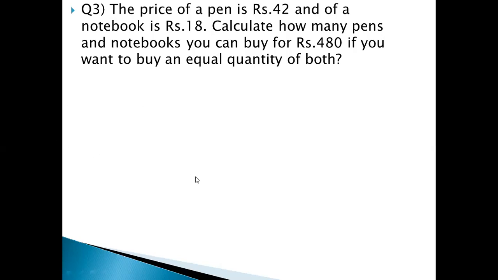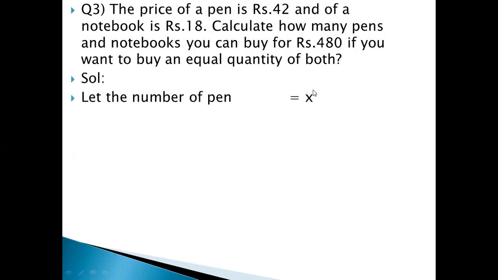The third question is: the price of a pen is ₹42 and of a notebook is ₹18. It means that the price of a pen is 42 rupees and a notebook is ₹18. Calculate how many pens and notebooks you can buy for ₹480 if you want to buy an equal quantity of both. It means that the number of pens and the number of notebooks you buy are equal, so the total price is 480. You have to find the price of pens and price of notebooks.